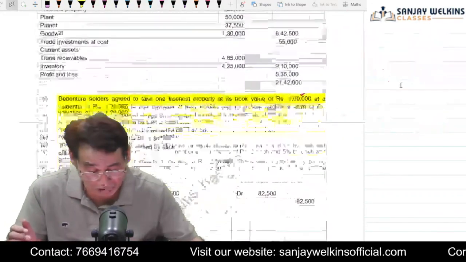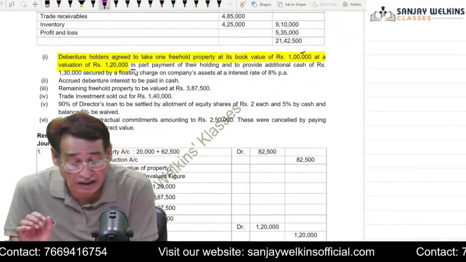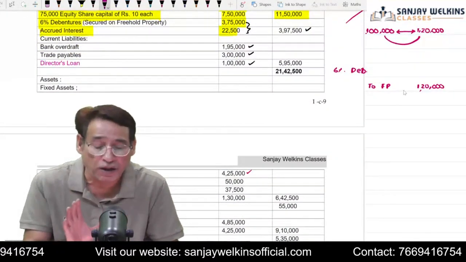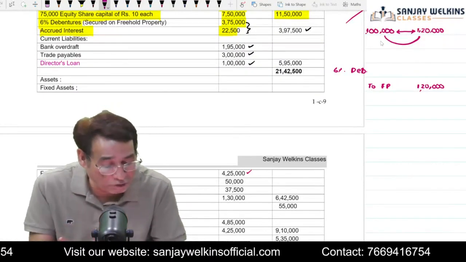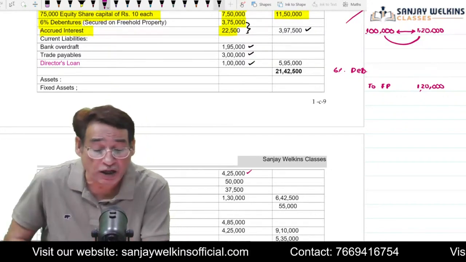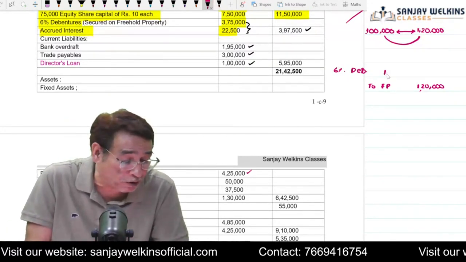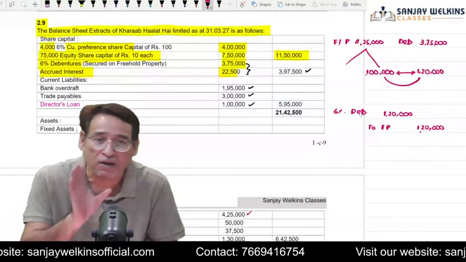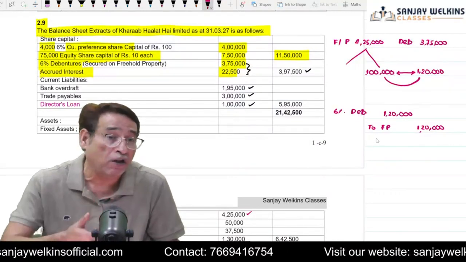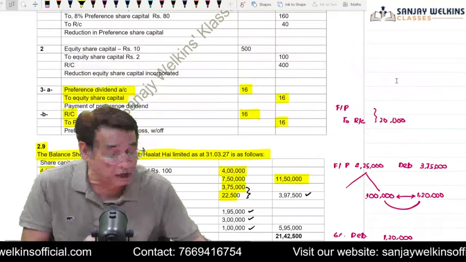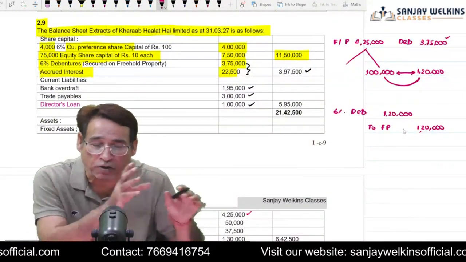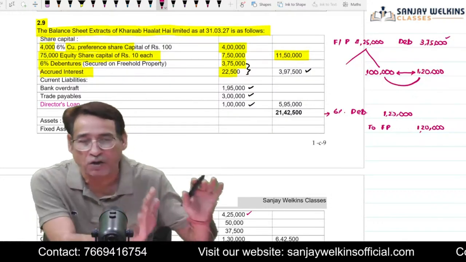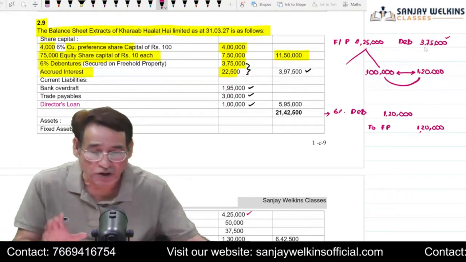Correct? So far. Now further it is given, and this is an important line: in part payment of their holding. That means this payment is not in full settlement. 1 lakh worth of property has been given to debenture holder at 1,20,000. That means debenture will reduce by 1,20,000 only, because this is part payment. Part payment means their account is still unsettled. If it had been written in full settlement, I would have written 6% debenture 3,75,000 and the rest of the portion would have been transferred to reconstruction account. But it is written part payment, so debentures will get reduced only by 1,20,000, to the extent of the worth of payment. And the balance debenture will appear in the balance sheet. Is it clear to you?